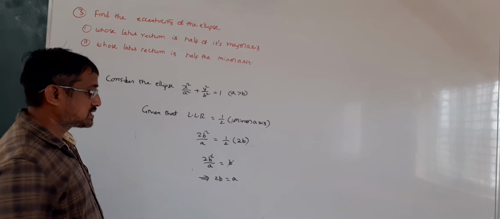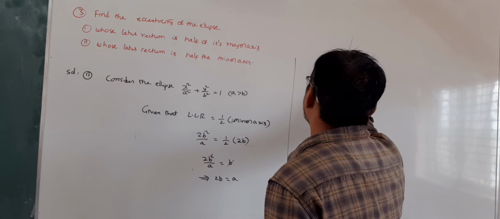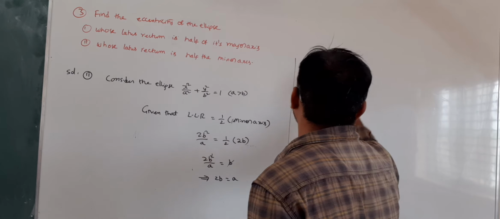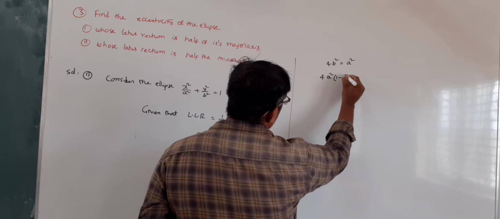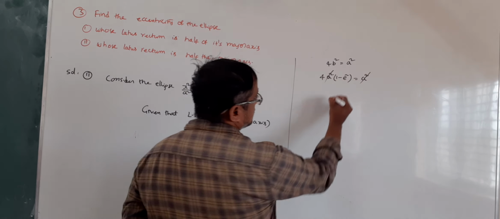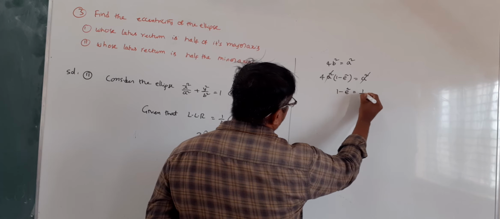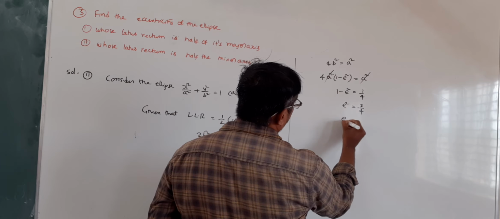One b can be cancelled. Now squaring on both sides you will get 4b square is equal to a square. 4 into b square, where b square is a square into 1 minus e square, is equal to a square. a square cancelled. 1 minus e square is equal to 1 by 4. e square is equal to 3 by 4. e is equal to root 3 by 2. That is the eccentricity of the given ellipse.